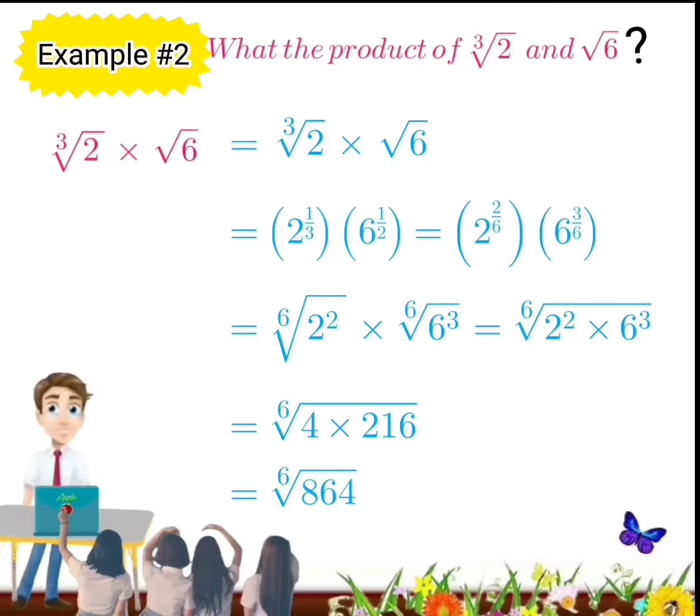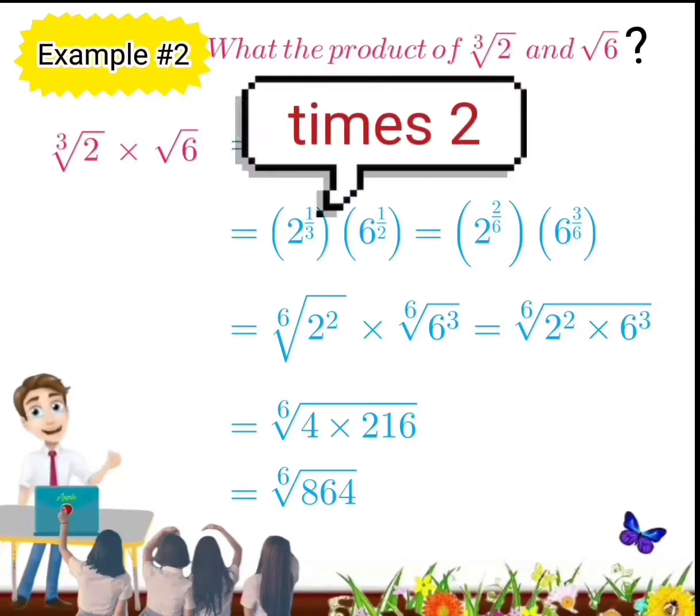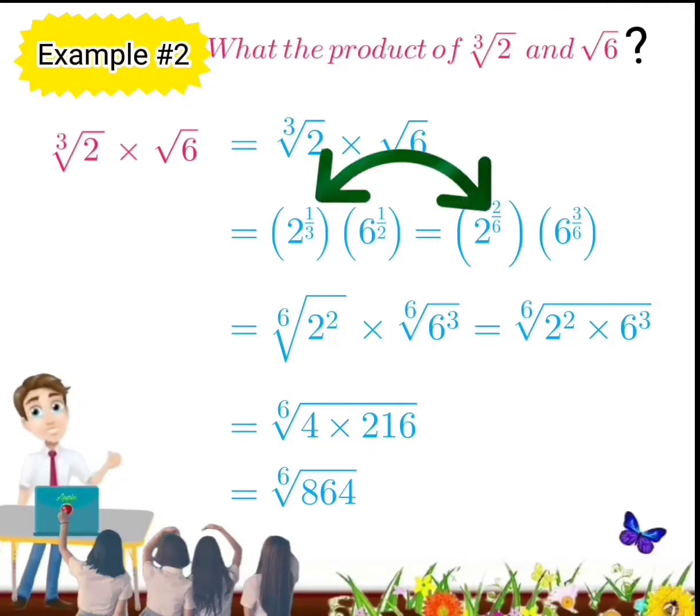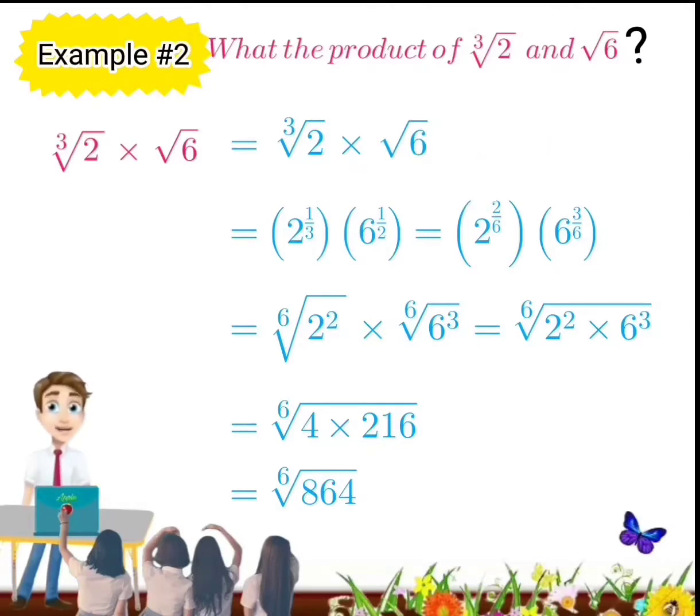So the least common multiple of 3 and 2 is 6. So maghanap ka ng number na imu-multiply mo sa denominator na magbibigay ng 6. So dun sa 1/3, ang imu-multiply natin dun ay 2. So imu-multiply natin yung 2 dun sa taas at sa baba ng numerator ng fraction dun sa exponent. So therefore 1 times 2 is 2, and then 3 times 2 is 6. Then ganon din dun sa 6 raised to 1 half.